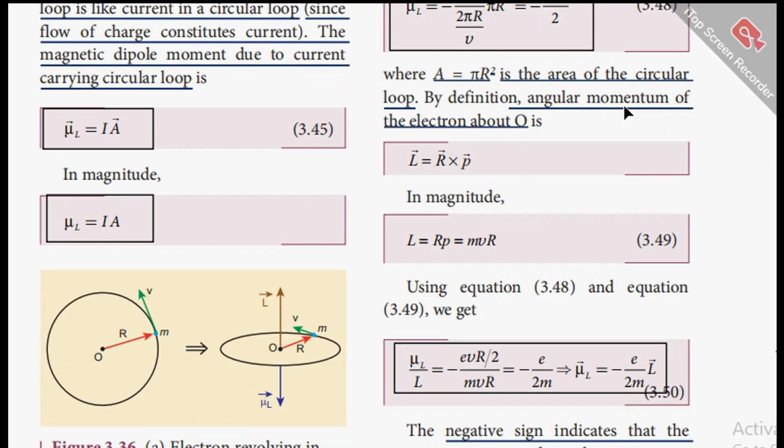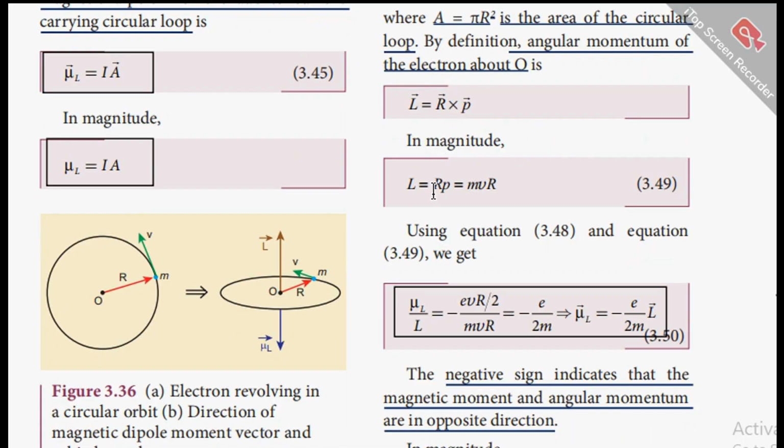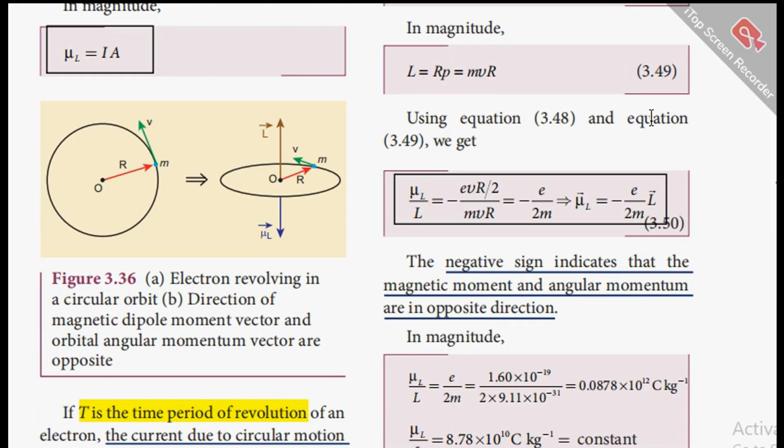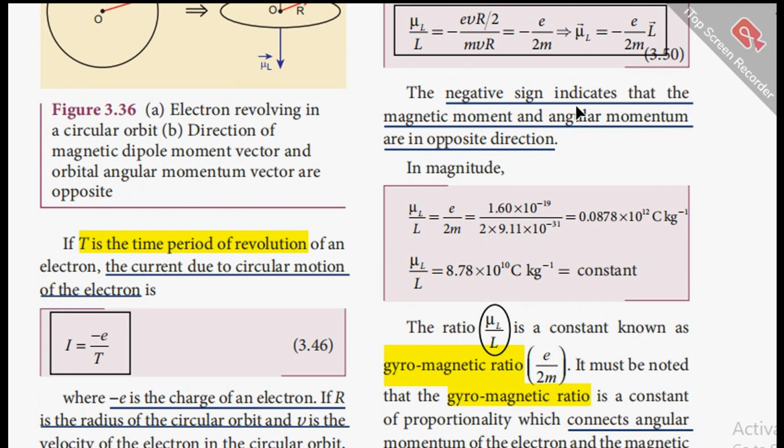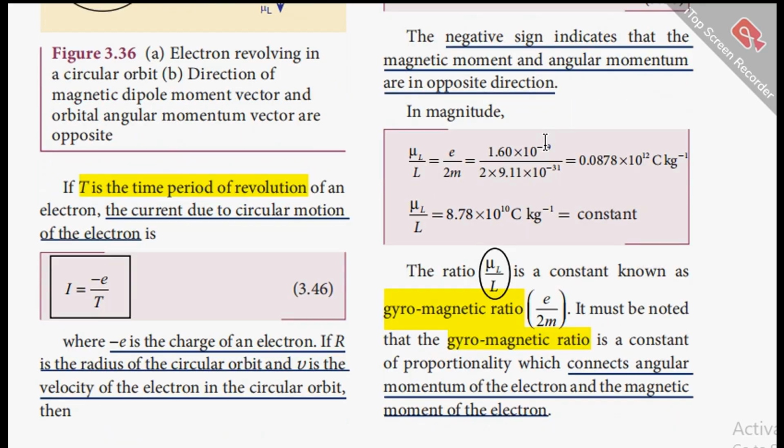By definition, the angular momentum of the electron about O is given by L equal to r cross p, and in magnitude L equal to r p, that is equal to m v into r. Here p is the momentum, given by the product of mass and velocity. Using equations 3.48 and 3.49, we get mu L by L equal to minus e by 2m, so mu L vector equals minus e by 2m into L vector. This negative sign indicates that the magnetic moment and angular momentum are in opposite directions. In magnitude, mu L by L equal to e by 2m.